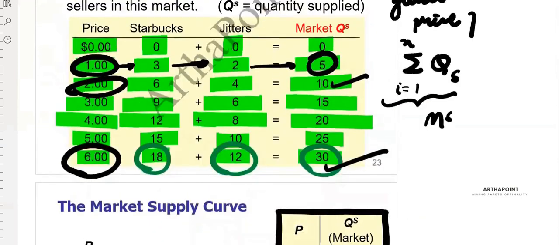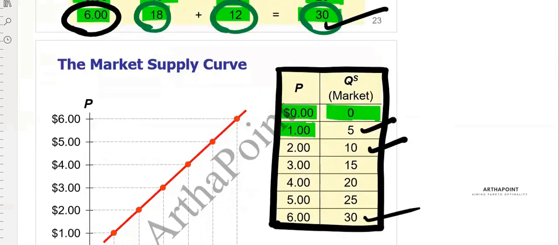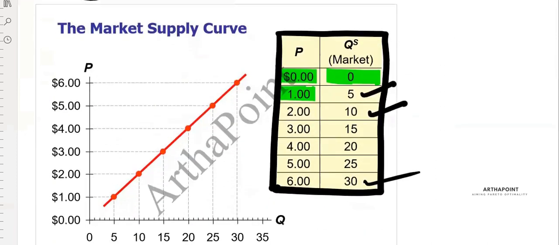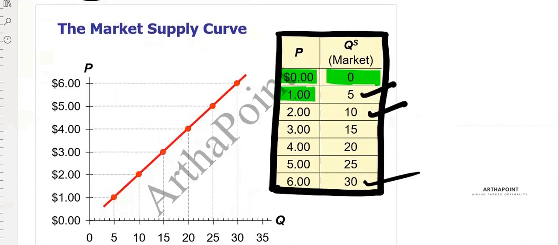So when we show this diagrammatically and in a table, it gives us the curve and market schedule respectively. So this is the market schedule.